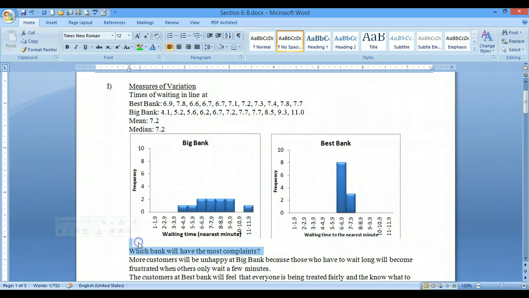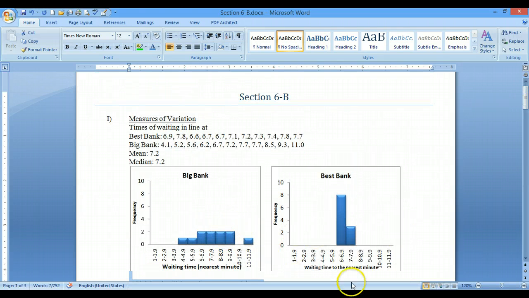Our first question is, which bank will have the most complaints? Just looking at the data, don't look at my answer, any ideas about which bank is going to end up having the most complaints? Over here, from about 6 to 6.9 and 7 to 7.9 is the wait time. Here from 4 to 4.9, 5 to 5.9, clear up to 11 to 11.9. We have one wait time of 11 minutes.